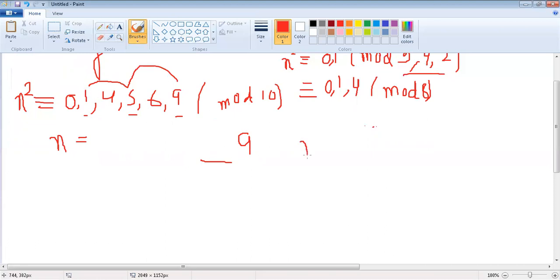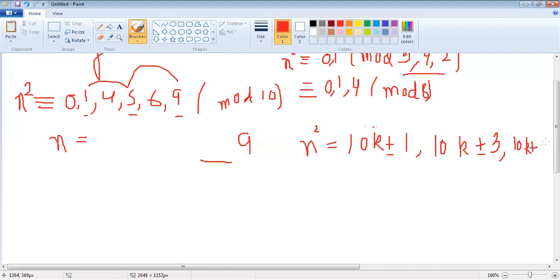So why does this happen? By Euclid's lemma, we can write any number in the form of 10k plus or minus 1, so that the unit digit of n square is 1. We can write any number in this form: 10k plus or minus 3, I mean 10k plus 7 or 10k plus 3, then 10k plus 9 or 10k plus 1, and simply 10k plus 5.